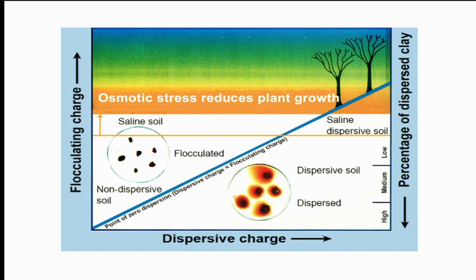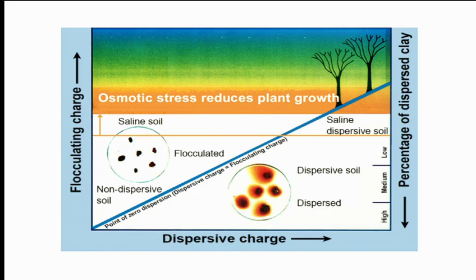The point of zero dispersion is similar to the threshold electrolytic concentration developed by Quick and Schofield and followed by us long back, where we used to relate ESP, exchangeable sodium percentage, and dispersion, and then find out the threshold electrolytic concentration. But now this concept is completely based on dispersive charge and flocculating charge, so this gives the point of zero dispersion. One idea came to me before, just when I was thinking about this slide.